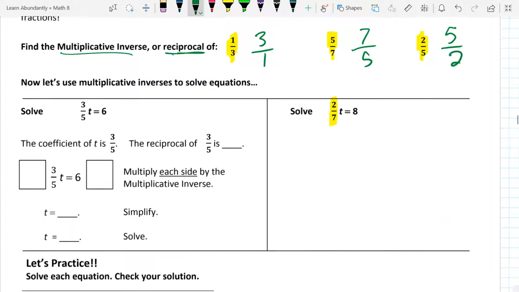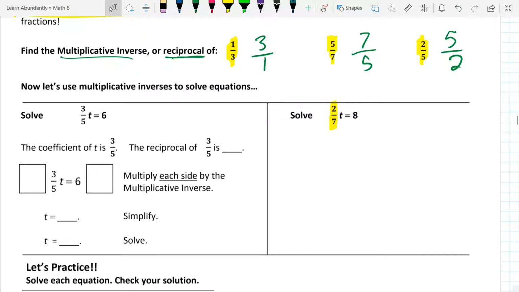Now we're going to use it to solve an equation. Since the multiplicative inverse is kind of the opposite, just like we were doing with the inverses, we can use that to solve equations where we have a fraction multiplied by our variable. For example, in this problem, we have 3/5 times t. So the coefficient is 3/5, which means the reciprocal of 3/5 is 5 over 3. So we're going to multiply each side by the multiplicative inverse. And then we're going to simplify it.